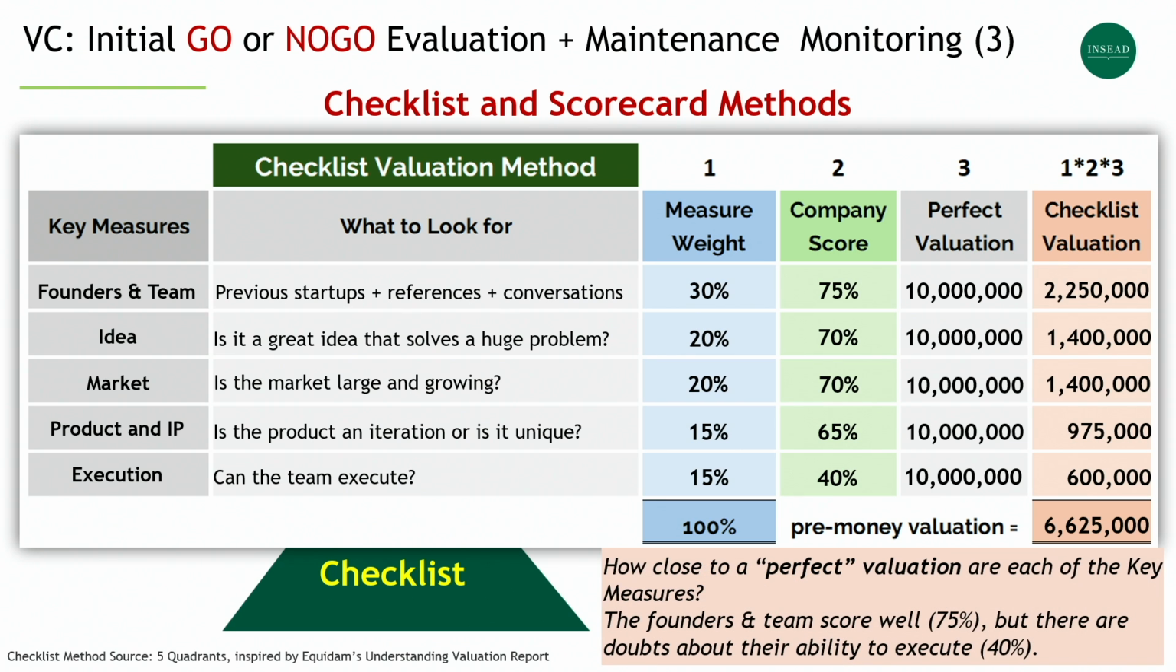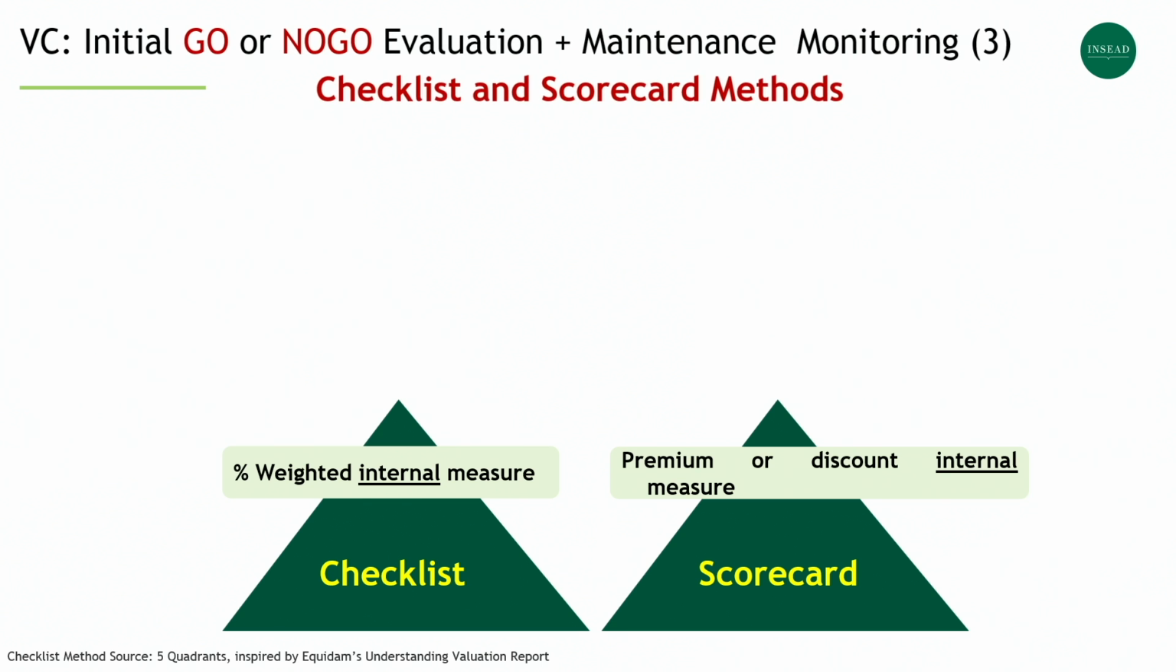So how close to a perfect valuation are each of the key measures? If I look at this company, the founders and team score well with 75%, but there seem to be some doubts about their ability to execute because it ranks at 40%.